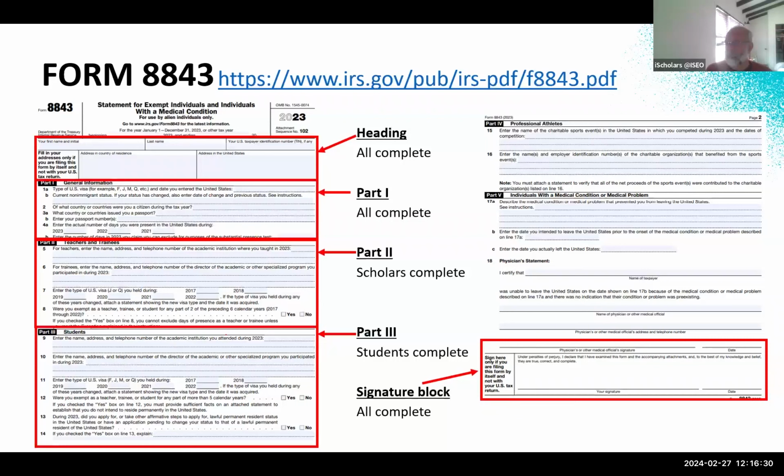The heading and part one, everyone completes. Then our scholars will complete part two, and our students will complete part three. And then you would sign the signature block at the end. So that's it for the form. It's quite simple. We're going to go now part by part and look a little more closely.